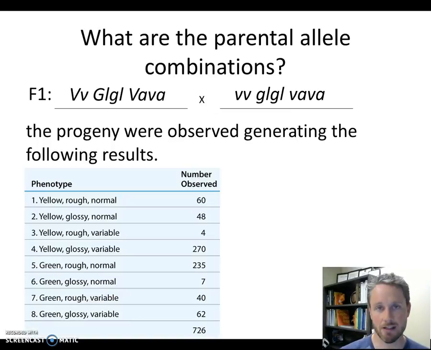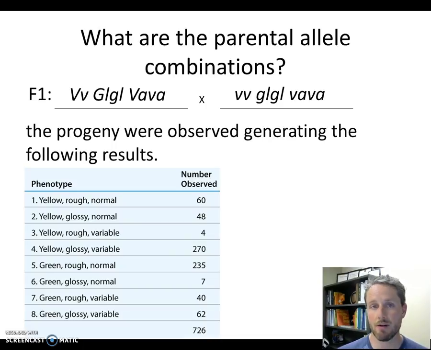So let's say we didn't know about the parents, and I just told you that we crossed this heterozygous individual to this homozygous recessive individual. And then I just gave you the data from that cross. What did their offspring look like? From this data alone, we can determine what the parental allele combinations are.